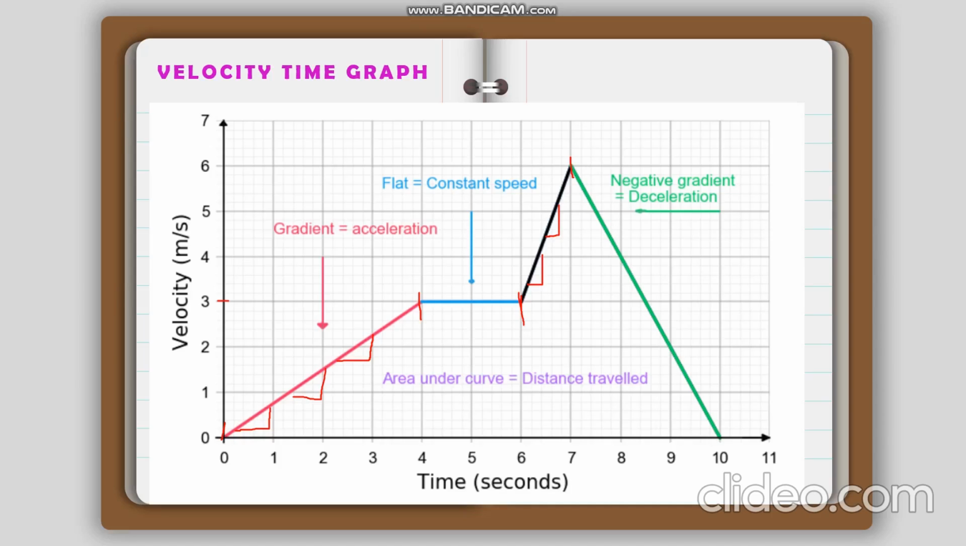And then in the last segment, we say that the object is decelerating because if you calculate the gradient at any part of the graph, you'd get a negative gradient. So a negative acceleration, like we said before, gives us deceleration.